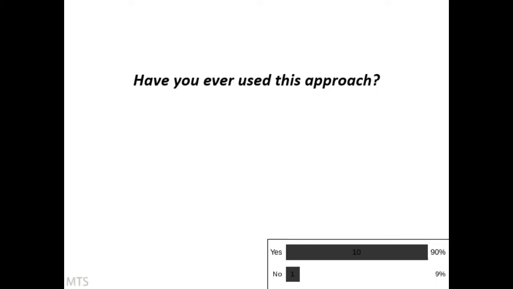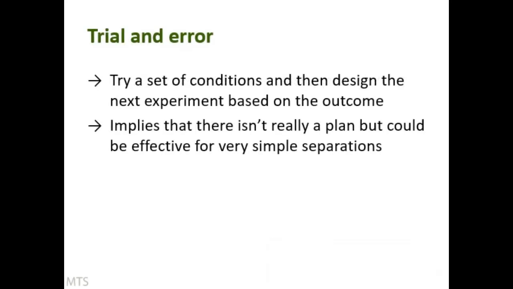Okay, next one, trial and error. And basically we're saying here, try a set of conditions and design your next experiment based on that outcome. This is kind of how I play chess. We had the chessboard earlier. I'm a sort of see what happens person when I play chess. I'm not very good at strategy in chess. It's not really a plan, but could be effective. But if you can think more moves ahead, you definitely will have a stronger strategy.